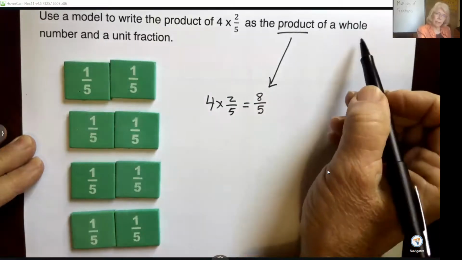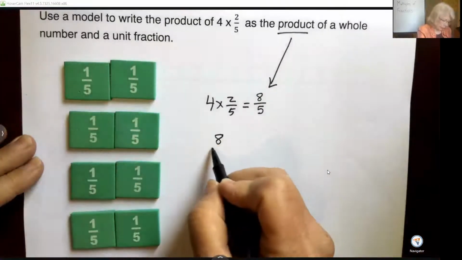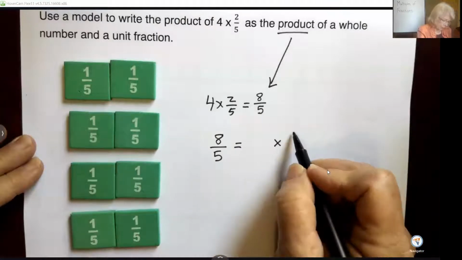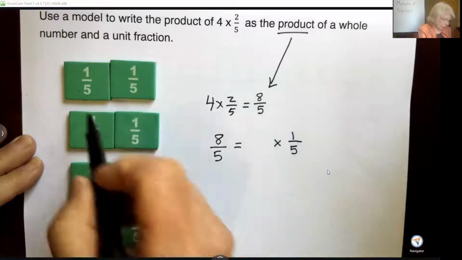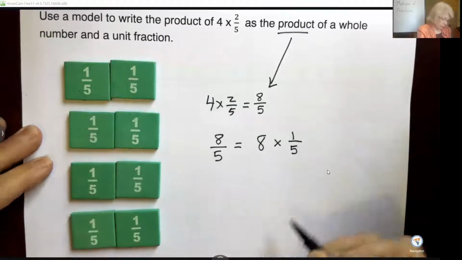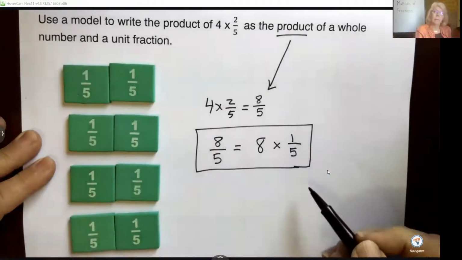Now they want us to write that as a whole number and a unit fraction. So we're writing 8/5 is equal to some number times our unit fraction, which is 1/5. And how many 1/5 do we have? We have 8 of them. So that is our answer to this problem.